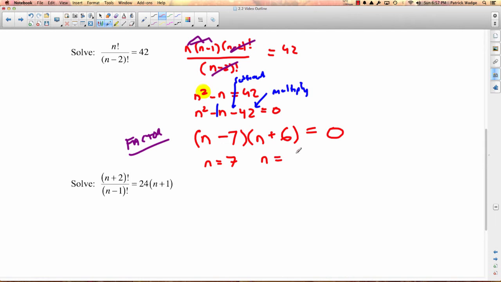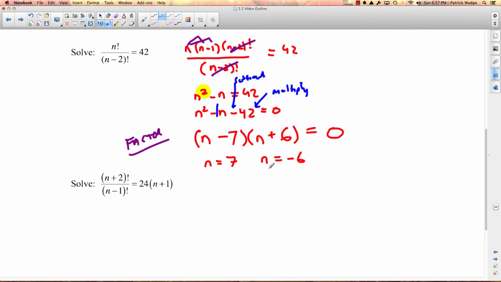Okay, now this one, what would make this bracket equal 0? You would have to put negative 6 in there. Negative 6 plus 6 equals 0. So these are your two answers. All finished, right? Not so fast.